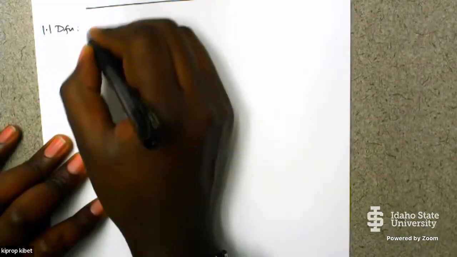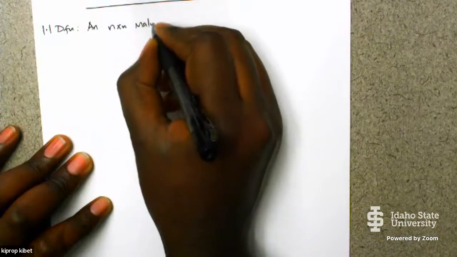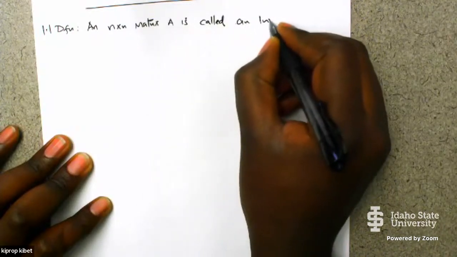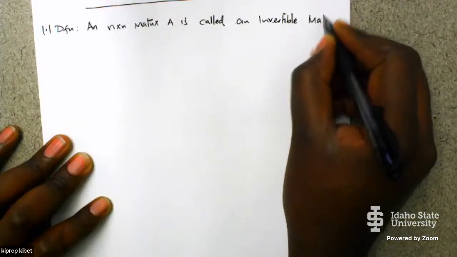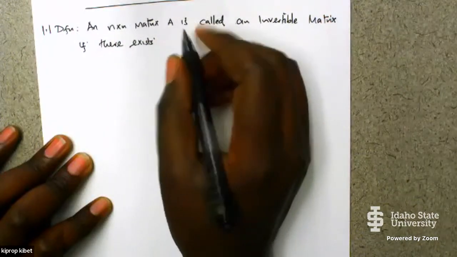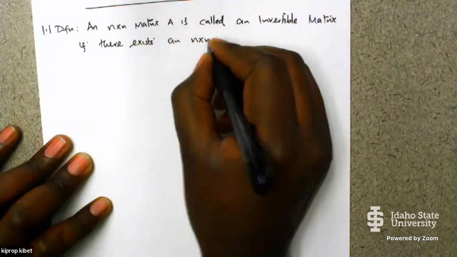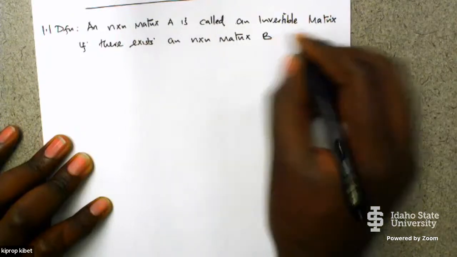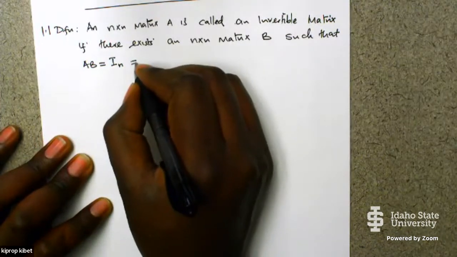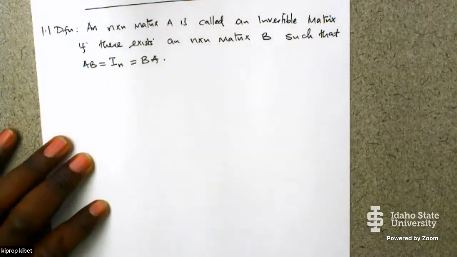What is the inverse of a matrix? The definition: an n by n matrix A is called an invertible matrix if there exists an n by n matrix B such that AB is equal to the identity I_n, which is the same as BA.